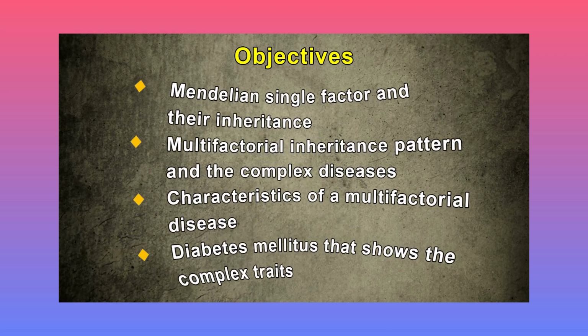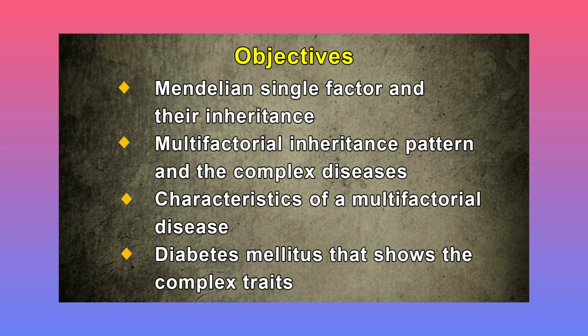Today we are going to discuss Mendelian inheritance, that is single factor, multifactorial inheritance and polygenic inheritance. The main objectives of today's lecture are to know about the Mendelian single factor and their inheritance patterns, to know about the multifactorial inheritance pattern and the complex diseases, to understand the characteristics of multifactorial diseases, and finally to understand about diabetes mellitus that shows the complex traits.